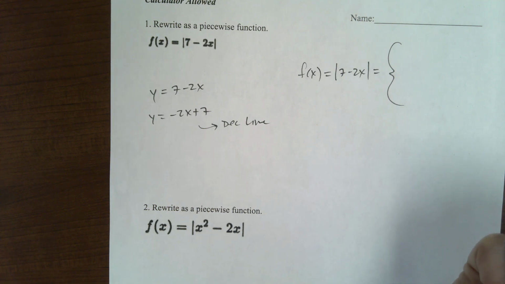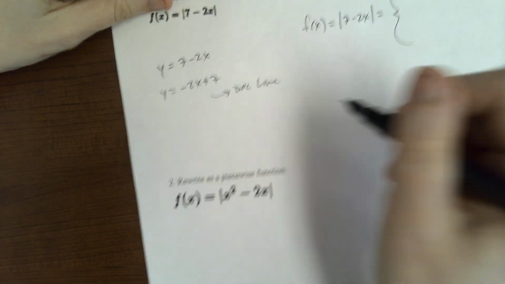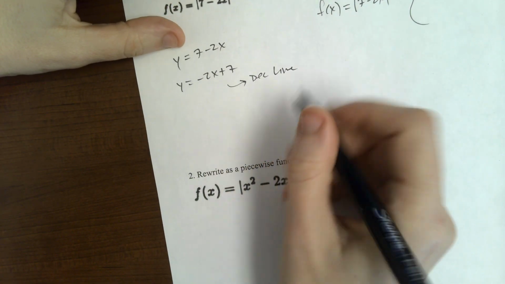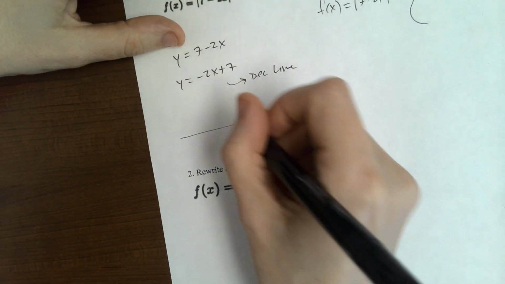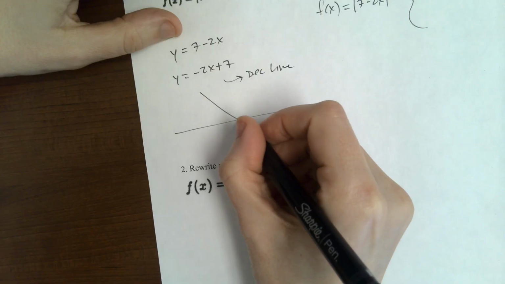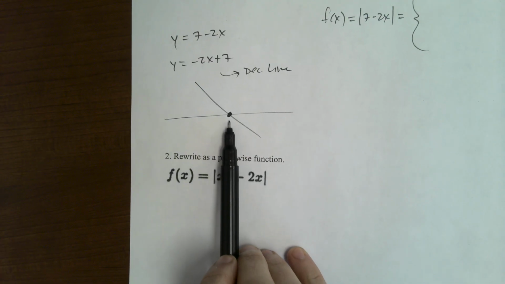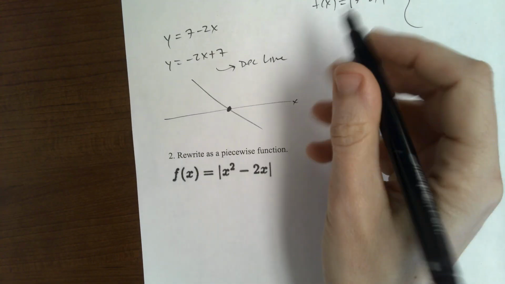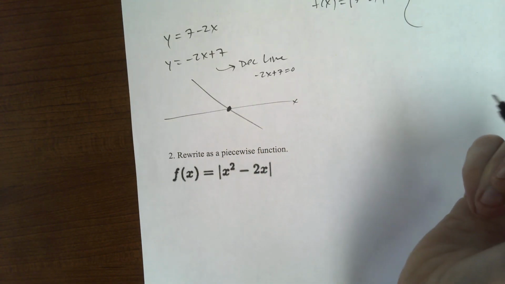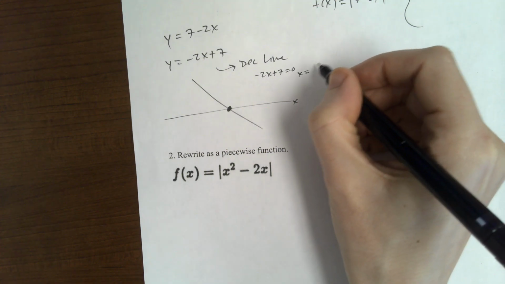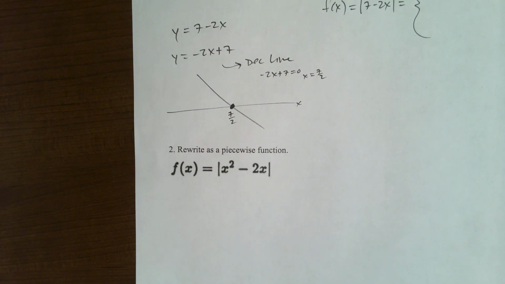Okay, and so let me find the 0. All right, so this is a decreasing line. If I find the 0, let's say that's the x-axis. This is what my line looks like. And if I want to find this point on the x-axis, that would be the 0. I would just take negative 2x plus 7, set it equal to 0. So 7/2. Okay, so 7/2 is right there.